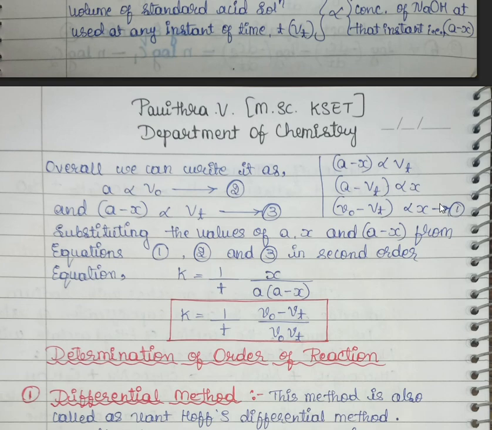From equation 1, substituting A minus X proportional to Vt, then A minus Vt is proportional to X, that is V naught minus Vt is proportional to X. We are substituting equations 1, 2 and 3 in the rate constant equation, that is K is equal to 1 by t into X divided by A into A minus X. Substituting the X value, A value and A minus X value, we get K is equal to 1 by t into V naught minus Vt divided by V naught Vt.